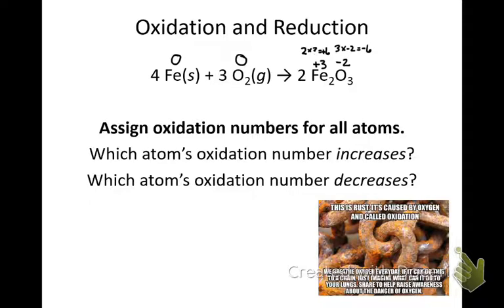We can assign oxidation numbers for all the atoms, and then look at which atom's oxidation number increases. The iron atom increases because it goes from 0 to +3, and the oxygen decreases because it goes from 0 to -2.